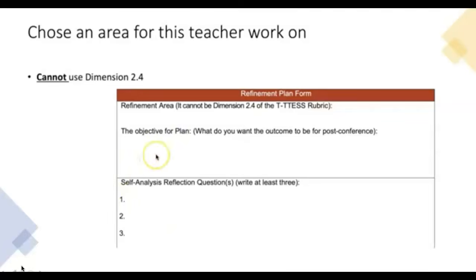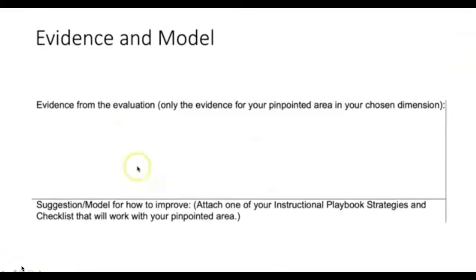So you're going to write the objective for the area you're going to choose on the rubric. Again, you're going to write those 3 self-reflection questions. You can use that link from last week that gave you those sample questions. Again, you do not have to cite those. Then you're going to put that evidence from the evaluation. Again, that pinpointed area only, the one thing you want to work on, you're going to say, this is what I noticed in your evaluation, and that's what you're going to tell the teacher. So you can copy and paste that again. Do not need to cite it.